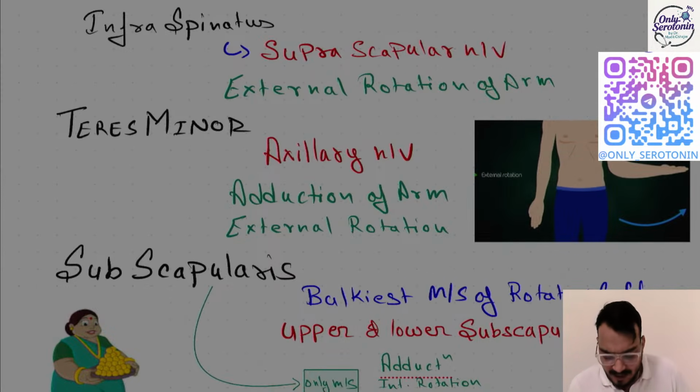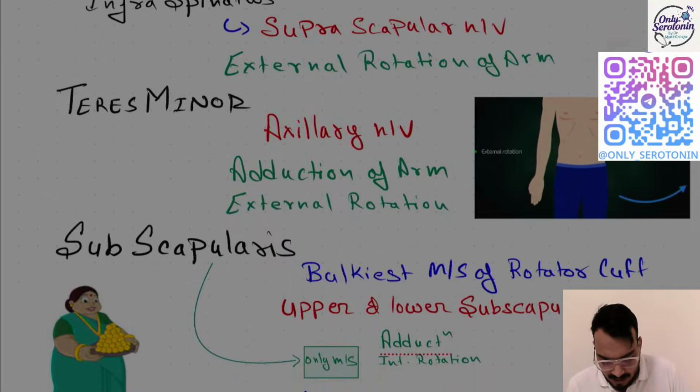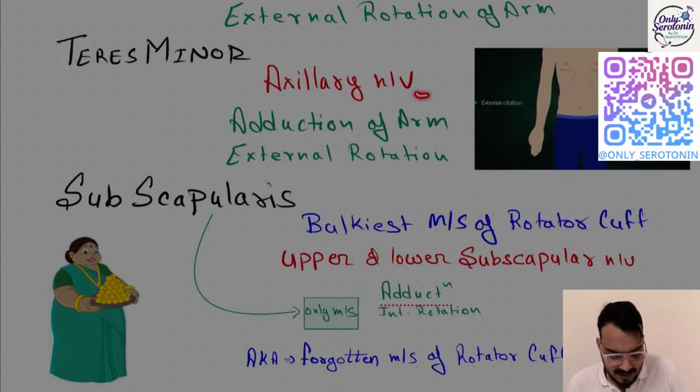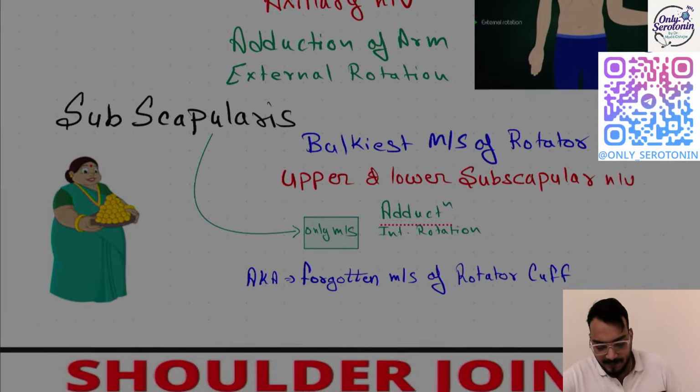Then we are having infraspinatus muscle. Infraspinatus muscle is supplied by the suprascapular nerve, and the action is what, guys? The action is external rotation of the arm. Then we are having teres minor, guys. It is supplied by the axillary nerve, and it is doing what, guys? It is doing abduction and external rotation.